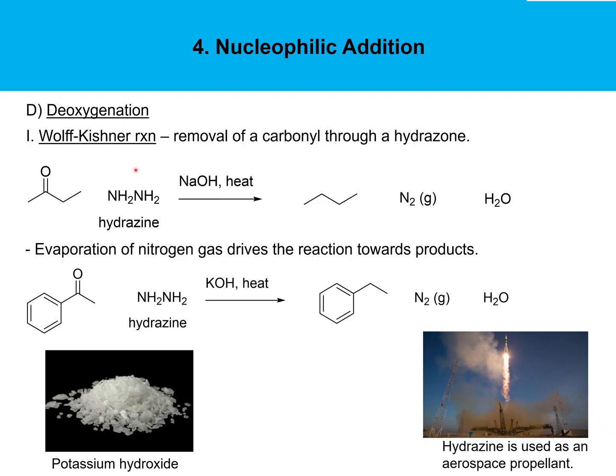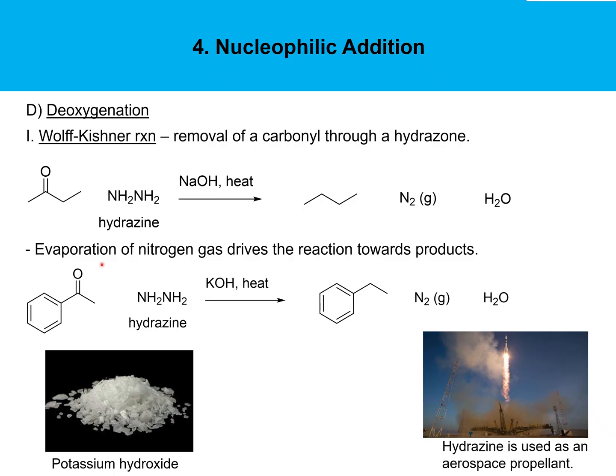Ketones and aldehydes can be reduced completely and turned into an alkane by a reaction called the Wolff-Kishner reaction. As an example, starting with a ketone, if we add hydrazine, we'll initially get an imine derivative, a hydrazone, which will then react with base while heating to be eliminated into an alkane. The reaction produces N2 gas and water as a byproduct.